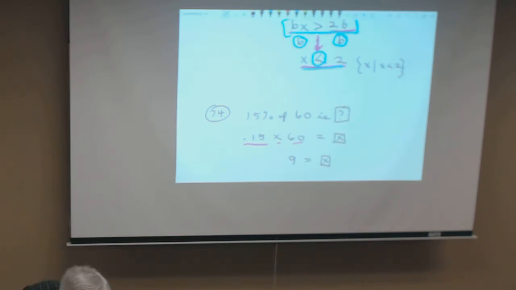Number 74, it's time to do some application problems. Look what 74 says. Find 15% of 60. So I go 15% of 60 is empty box. I put an empty box there, so my head goes looking for something to put in the box. And 15%, I don't multiply with percents, I change them to decimals. Of means times, and 60. So what's 0.15 times 60? Get your calculator, comes out to be 9 equals x.